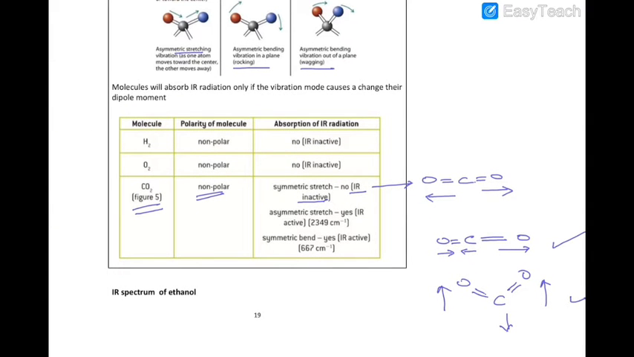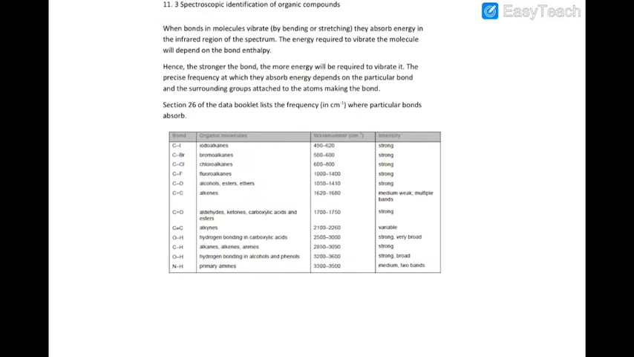If you look at H2 and O2, diatomic molecules like these that are non-polar, these are going to be IR inactive because any form of stretching or bending does not result in a change in dipole. So these are inactive. Now, the amount of energy required to vibrate a bond for bending or stretching depends on the strength of the bond. So the stronger the bond, the more energy is going to be required to vibrate it.